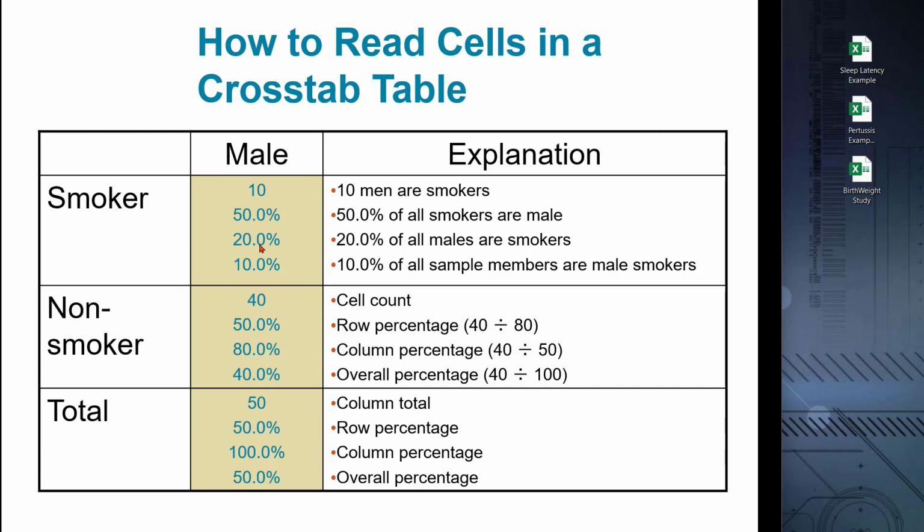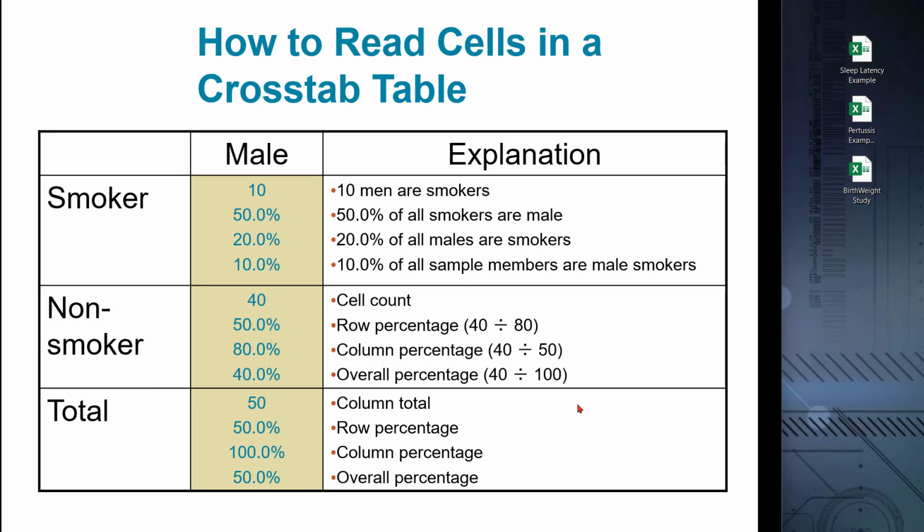Next is the column percentage. The percentage of males who smoke. That's 10 out of 50, or 20%. Next is the total percentage, or percent of total. 10 out of all the 100 total subjects here are males who smoke, so that's 10%, right? We continue this contingency calculation for each cell.